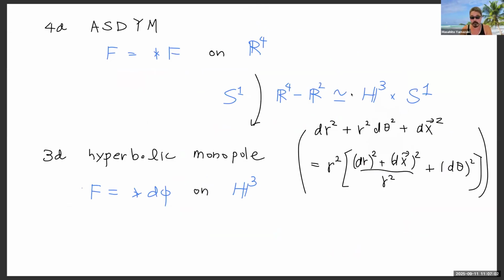Because, up to this removal of R2, R4 is conformally equivalent to H3 times S1, you can reduce along S1 to go to H3. So the 3-dimensional hyperbolic monopole can be obtained from the 4-dimensional anti-self-dual Yang-Mills equation, the 4-dimensional instantons.